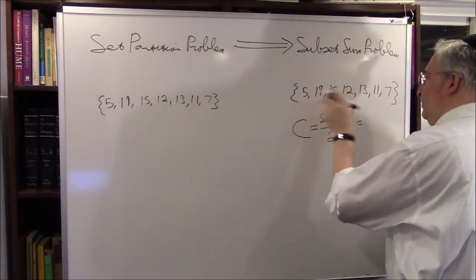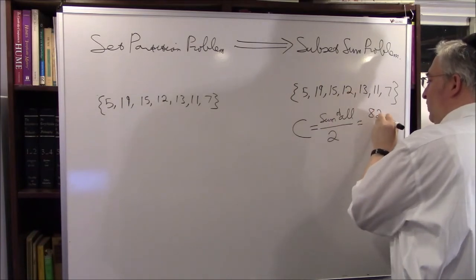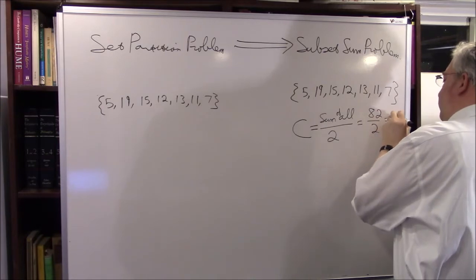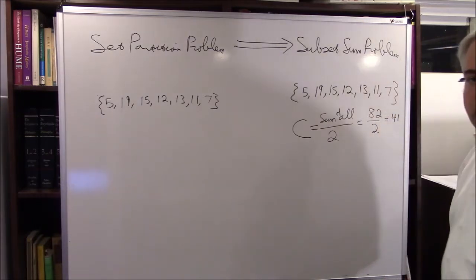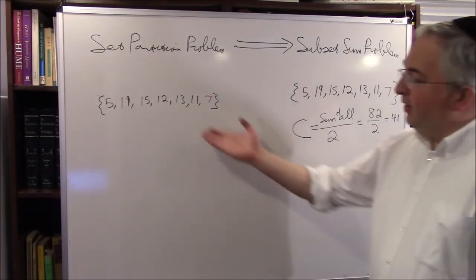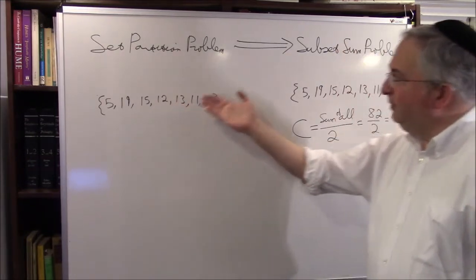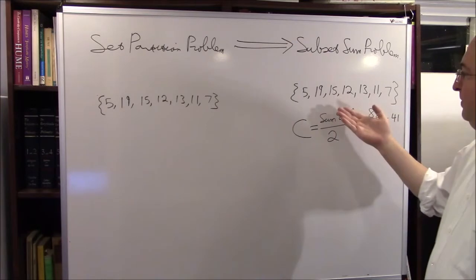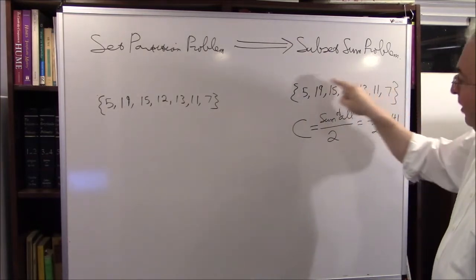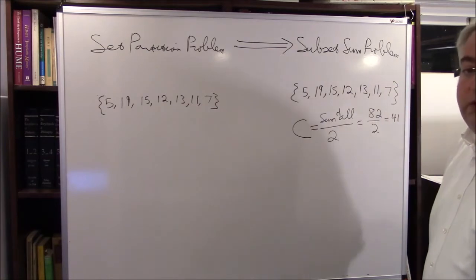If I add up all these numbers divided by 2, so the sum of all, if you add up all these numbers, you'll see you get 82. Divided by 2 is 41. Now I ask the following question. I changed this problem with the set partition problem into a subset sum problem. Is there a subset of these that gives you 41?